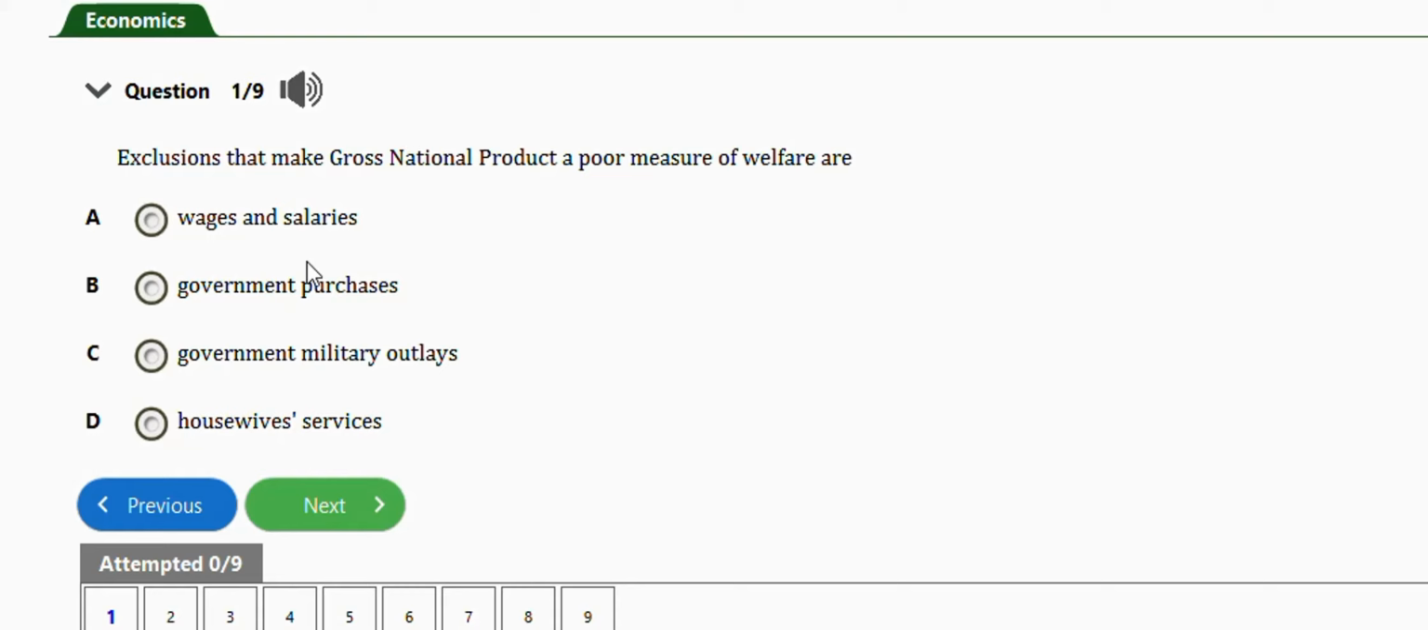The first question I have here says, exclusions that make gross national product a poor measure of welfare are: wages and salaries, government purchases, government military outlays, housewife services. So the right answer is option D, which is housewife services.